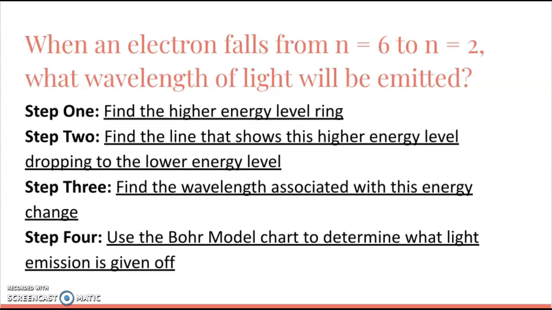But when I do this, I need to first find my higher energy level ring, okay, to find my wavelength. Then I need to find the line that shows this higher energy level dropping to my lower one. Then I find my wavelength associated with that energy change, and I use the Bohr model chart to determine what type of light is given off, right?